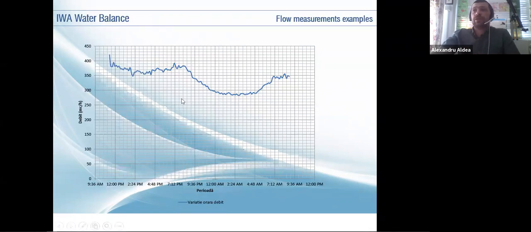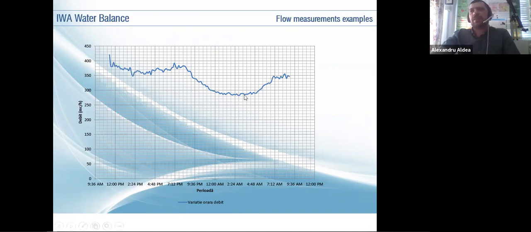Okay, this is a situation when the water company said, we have very low losses. And if I remember correctly, they speak in percentage, and I don't like to speak in percentage, by the way, but they had something like under 10%, and the ILI was like 1.1, something like that.